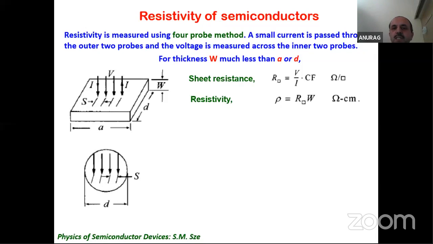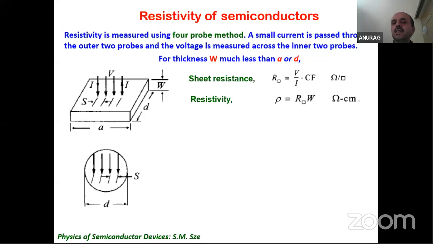So this is the presumption: A and D, the dimensions of the sample, are much larger than the thickness. In thin film, it is always true, even in substrates also. If you have a 1 centimeter sample, then the thickness typically is a few hundreds of micron. In thin film, it is less than 1 micron. So this condition is mostly always fulfilled.